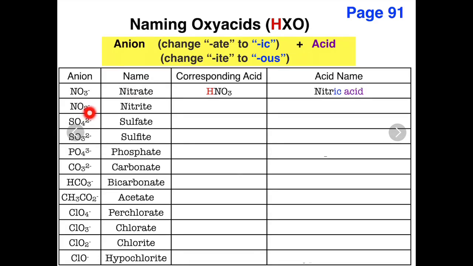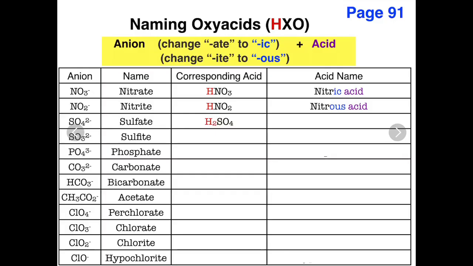Same thing for nitrite. The corresponding acid of this would be HNO2. The name of nitrite needs to be changed to ous, so therefore it's going to be nitrous and then followed by acid. Same thing for the next one. However, this one we have sulfate with the 2 negative. Therefore, in order to balance with the H plus, you will need 2 of them. So in this case you are going to need 2 hydrogens, so that's why we do H subscript 2 and then followed by the sulfate ion.